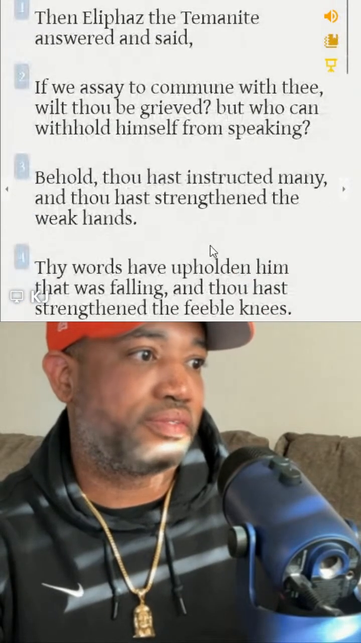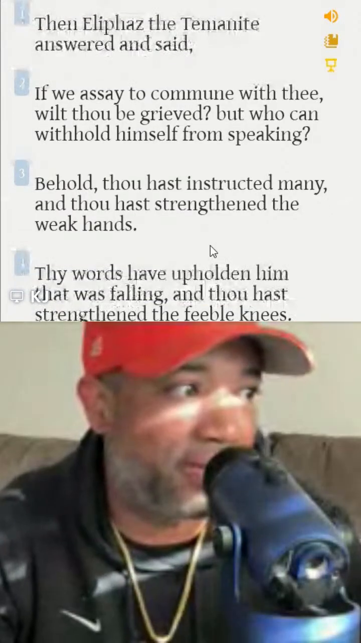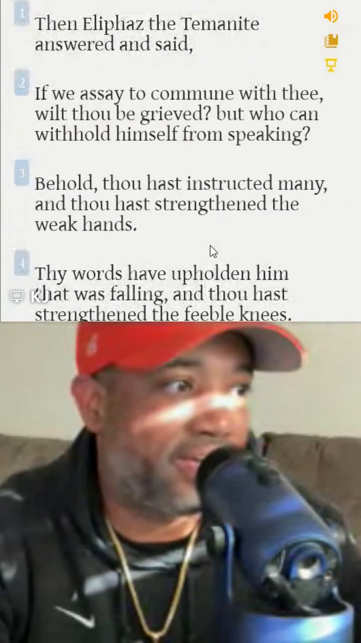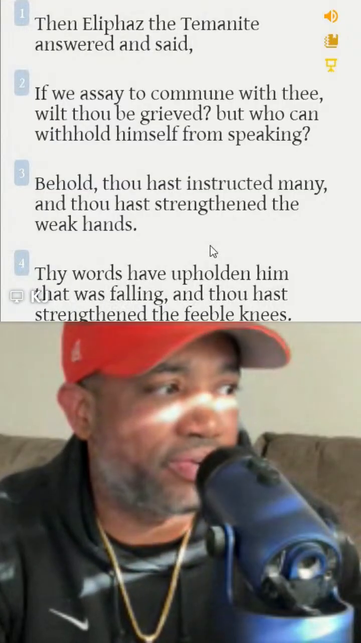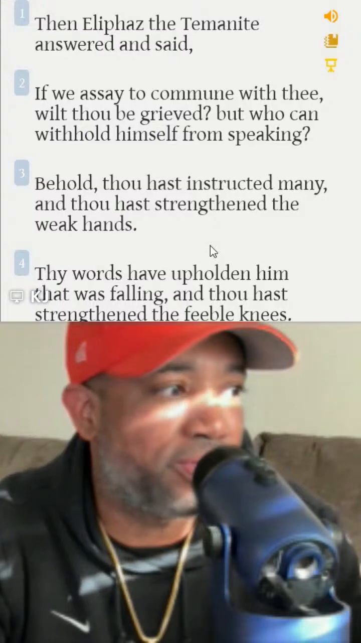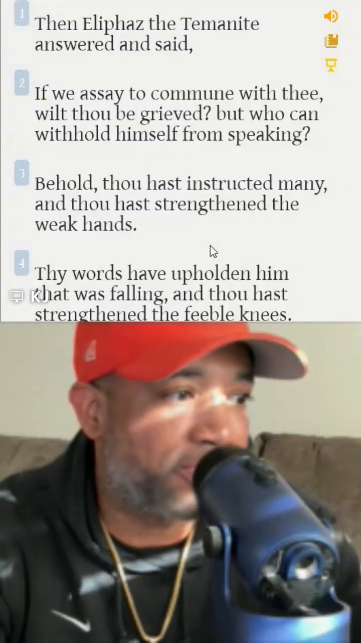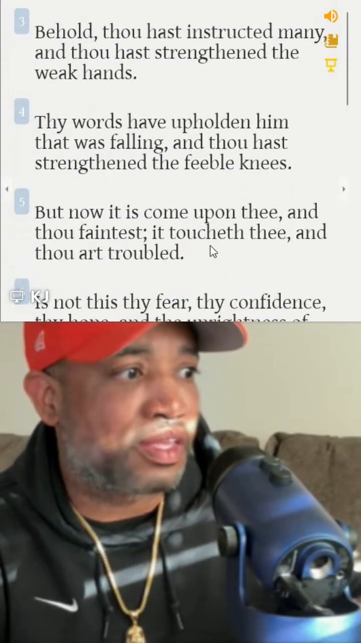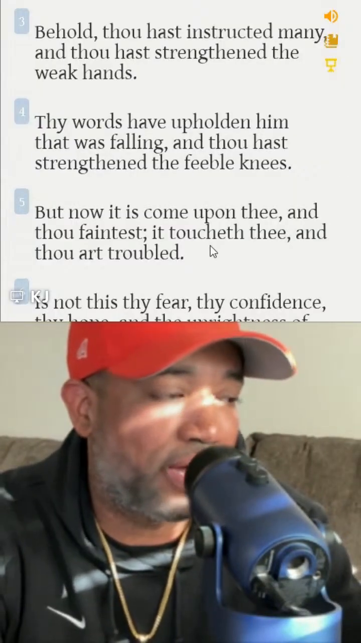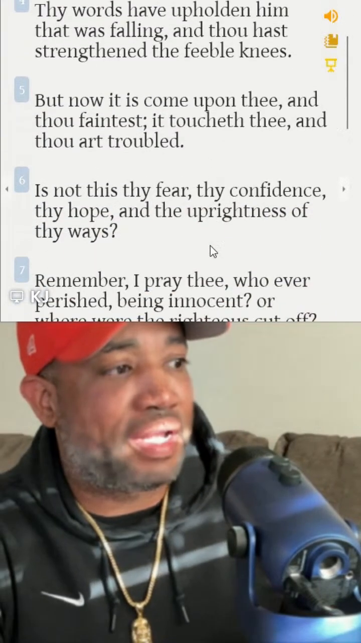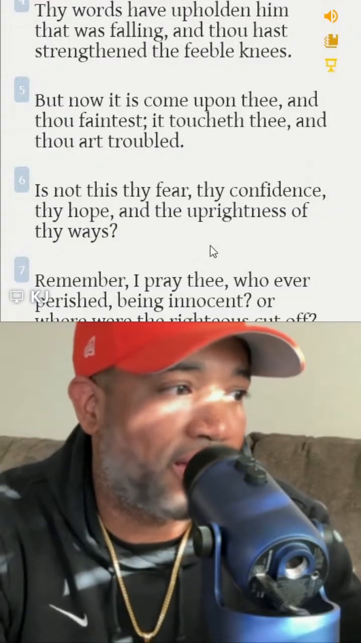So here we go. Eliphaz the Temanite said, If we essay to commune with thee, wilt thou be grieved? But who can withhold himself from speaking? Behold, thou hast instructed many, and thou hast strengthened the weak hands. Thy words have upholden him that was falling, and thou hast strengthened the feeble knees. But now it is come upon thee, and thou faintest; it toucheth thee, and thou art troubled.